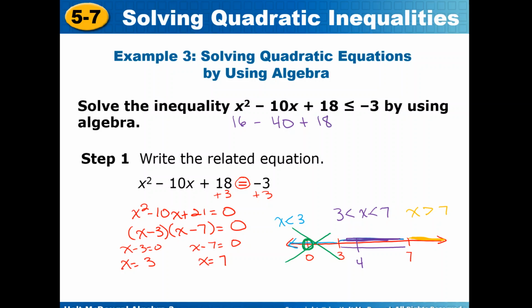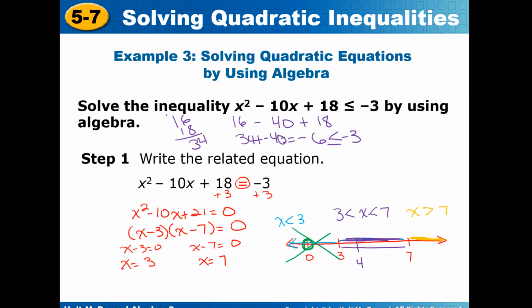All right, so let's see, 16 plus 18. Let's just do that right quick. 6 and 8 is 14, so that's 34. Okay, so 34 plus a negative 40 is equal to negative 6. Is that less than or equal to negative 3? Negative 6 is indeed less than negative 3.